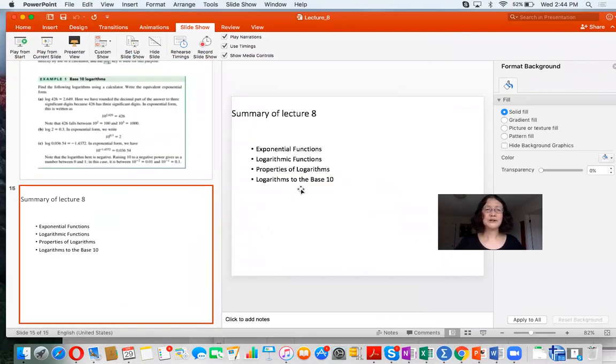In summary, what we did in this lecture, actually just 2 topics. 1, exponential function. 2, logarithm function, as well as their properties and basic operations. Okay, that's all for today's lecture.